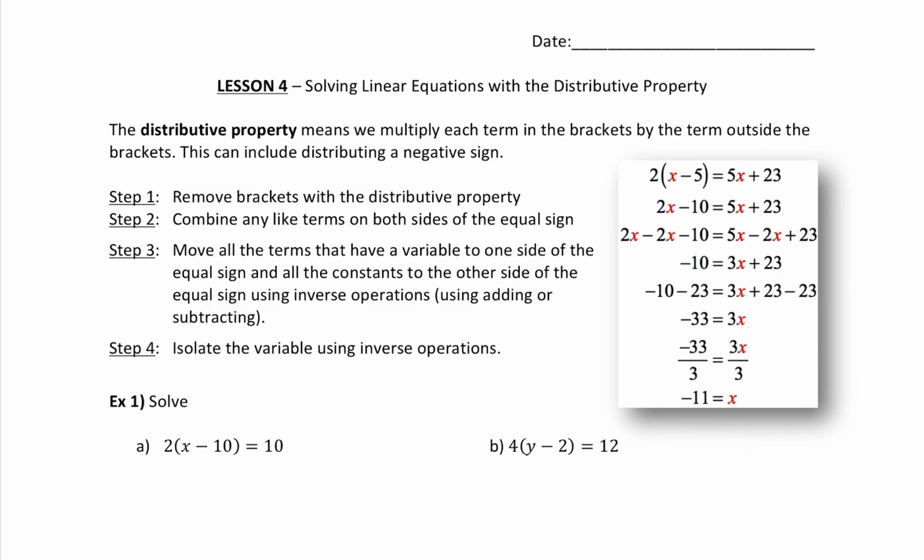In lesson 4, we're looking at solving linear equations with the distributive property. If you remember in our polynomials unit, we did use the distributive property. It's just a multiplication property. What it means is that we multiply each term in the bracket by the term outside the bracket. This can also include distributing a negative sign if the number in front of the bracket is negative. Remember, the bracket means multiplication.